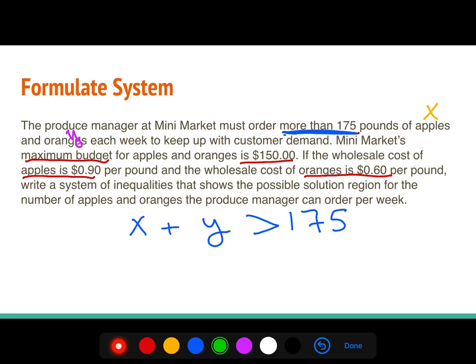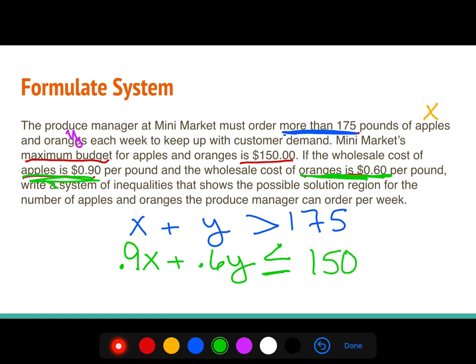Now I'm going to read a little bit more. And it says we have a maximum budget of $150. Apples are 90 cents a pound. Oranges are 60 cents a pound. And with our maximum budget, we have to spend less than or equal to $150.